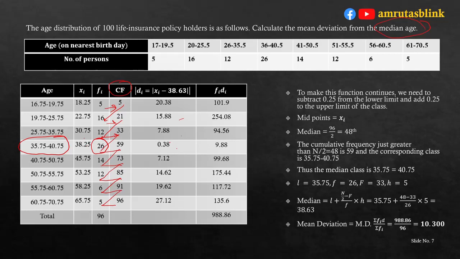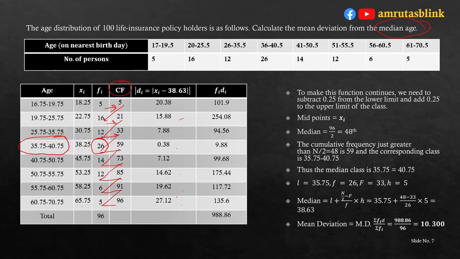Now, the next values are bigger values of xi. So, 45.75 minus 38.63 is equal to 7.12. Then 53.25 minus 38.63 is equal to 14.62. Then the next value 58.25 minus 38.63 is equal to 19.62, and the last value of xi, 65.75 minus 38.63, is equal to 27.12.